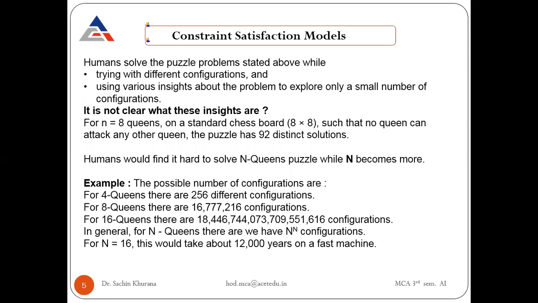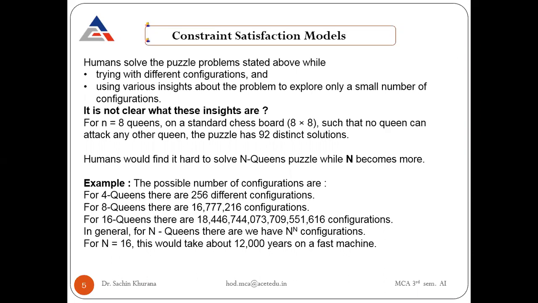Humans would find it hard to solve the n queen puzzle problem as n becomes larger. So if n is equal to 8, where it is the 8 queen problem, it is comparatively easy for a human being to solve it. But if n is equal to 16, in that case, it will be very difficult for a human being to solve this problem. So for a computer, it should have clear guidelines, a clear algorithm to check how the location of the queens should be, so that no two queens attack each other.